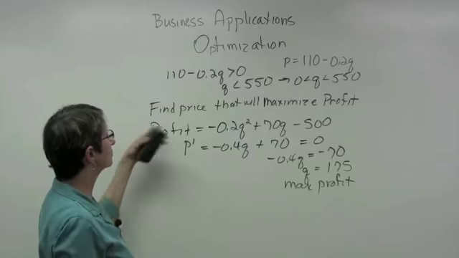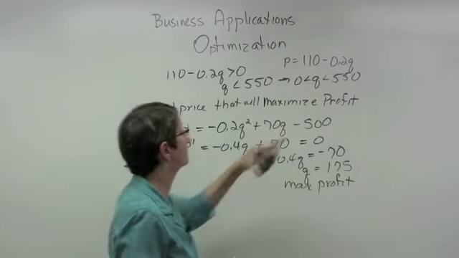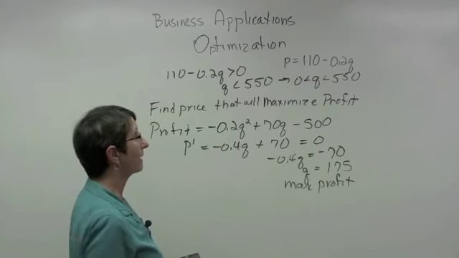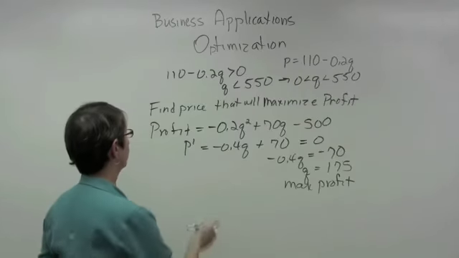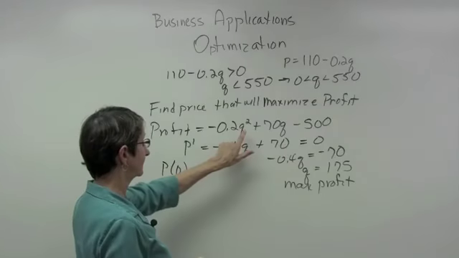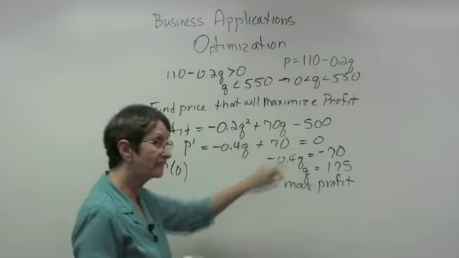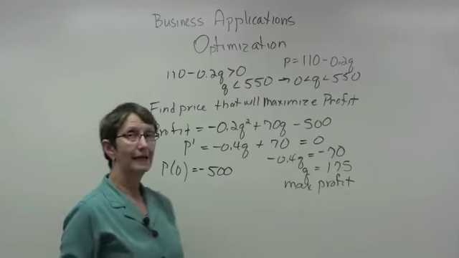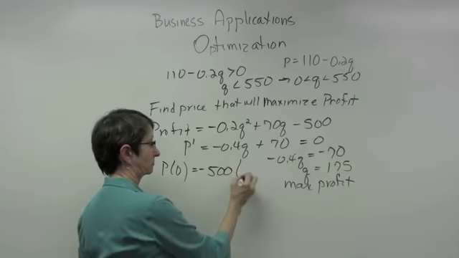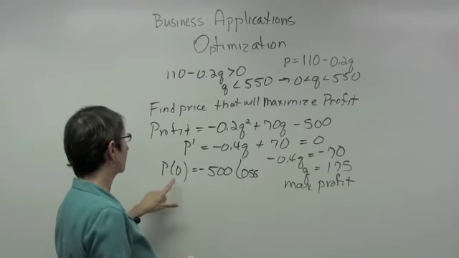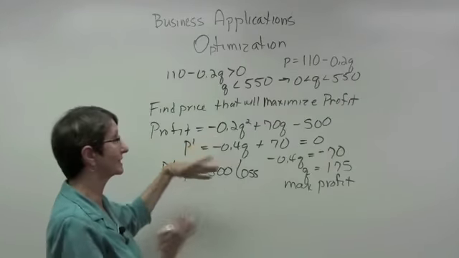Now, if I plug those numbers, 0 and 550, back into my profit equation, and we'll plug in 175, let's just see what we get. If I find profit at 0, 0, 0, negative 500. If you don't sell anything, you have a loss, negative $500 profit. Now, remember, I'm plugging this into the profit equation. This is just money.